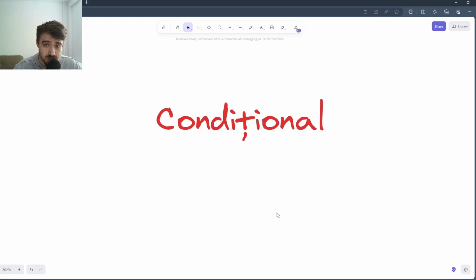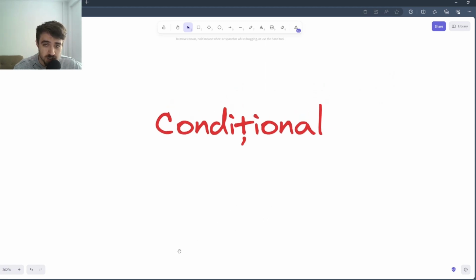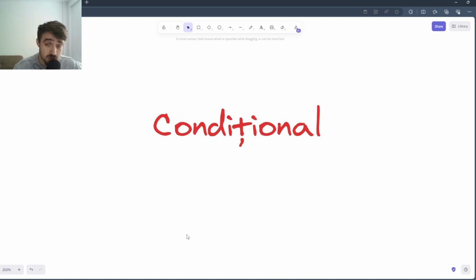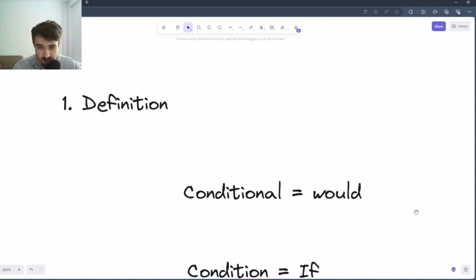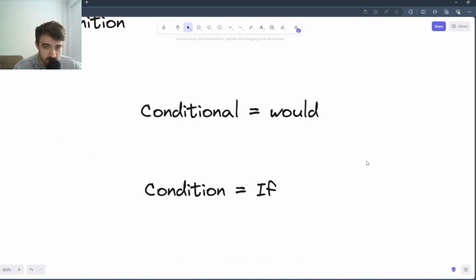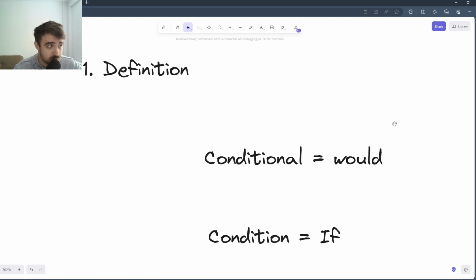Right, off we go to the conditional. So we're back with the whiteboard, and this time we talk about conditional, and as we have spoken already in the intro, first we will cover the definition, what it means really, this conditional. We have here two words. First, the conditional, and second, the condition.